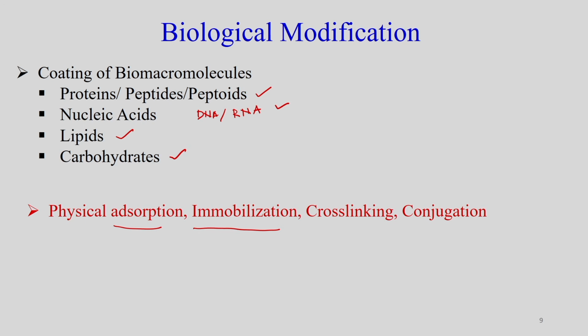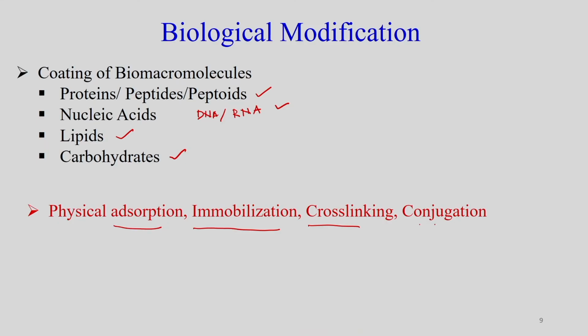gel entrapment. You can have an agar layer on the surface, and you can immobilize your biological macromolecules. You can go for cross linking and conjugation. For cross linking again you have to use bifunctional or multifunctional molecules, one example being glutaraldehyde.